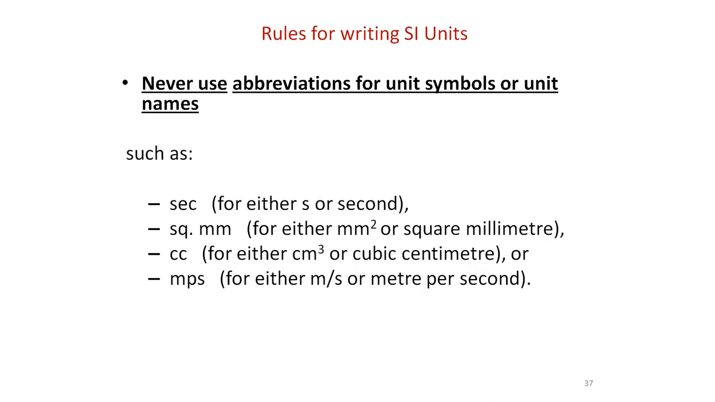We may continue. There must not be any abbreviation. For seconds, it is either the s or the word second. And for square millimeter, either mm squared or the full word, so we cannot have these abbreviations. For cubic centimeters, the correct form would be cm cubed or the words cubic centimeters. But I know the cc's have to do with cubic capacity, especially for engine capacity. That's a term that is used, but it's a non-SI abbreviation, if you want to say that. But the correct form would be cm cubed or cubic centimeters.